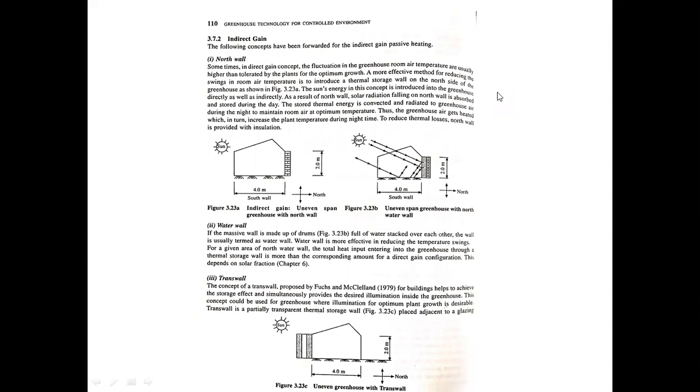Also, a thermal wall, that is the north wall, can be constructed at the north side of the greenhouse so as to absorb the solar radiation or solar heat during the daytime or the sunny time. This heat, this warmness, can be radiated to the greenhouse during the night time to maintain the temperature as it gets cooled at night.